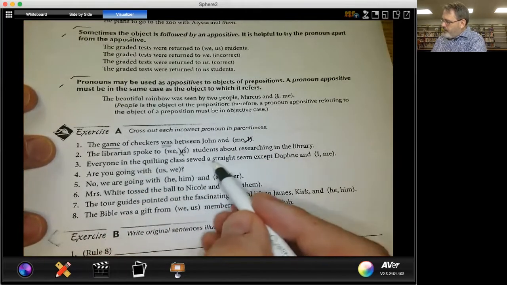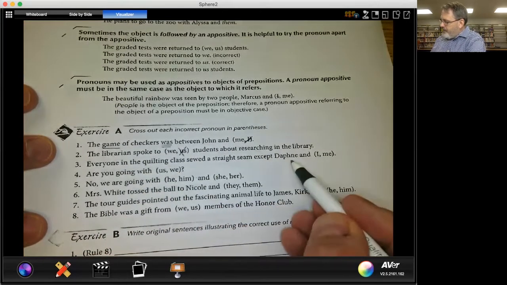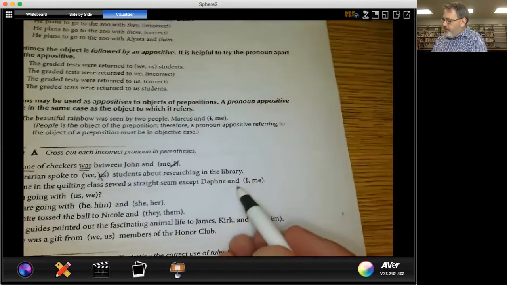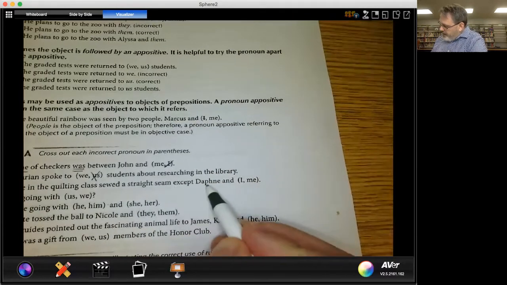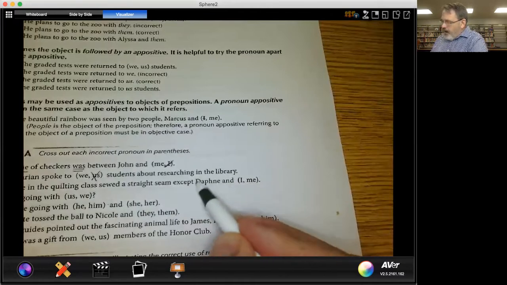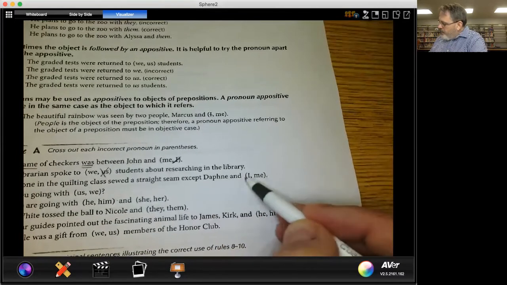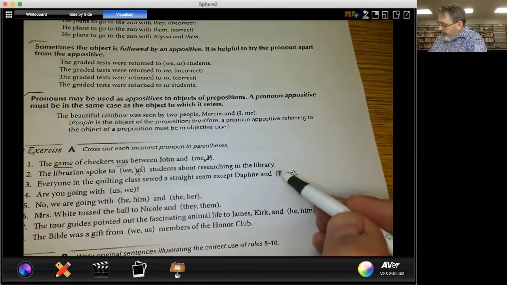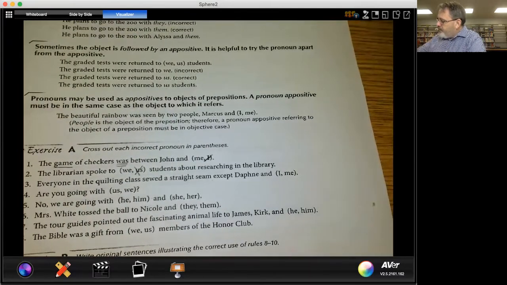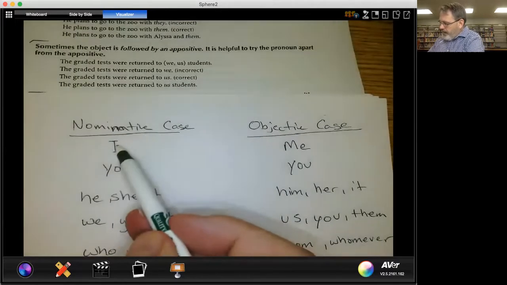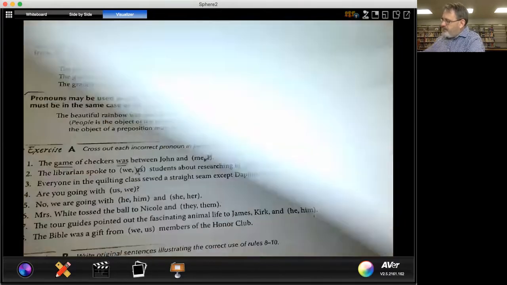Everyone in the quilting class sewed a straight seam except Daphne and either I or me. All right, in this case, it's a prepositional phrase, except Daphne and either I or me. Daphne is one of the objects of the preposition. I or me will be the other. If it's an object of a preposition, it has to be an objective case pronoun. Between I and me, I is nominative, me is objective.